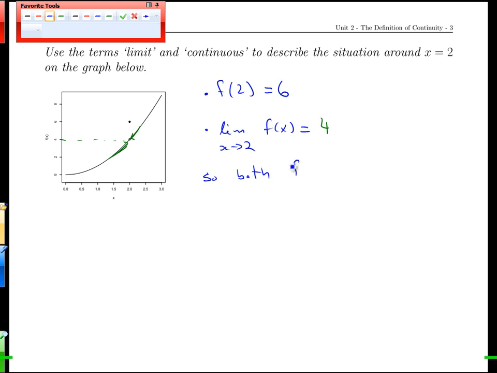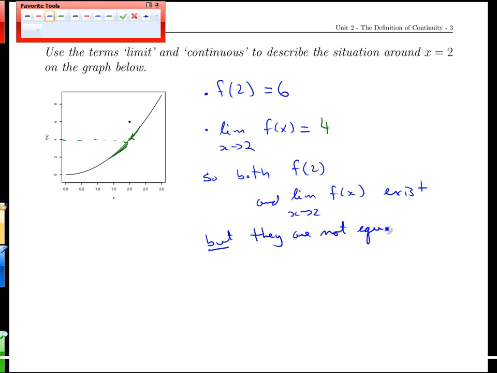So both f of 2 and the limit as x goes to 2 of f of x exist, but they are not equal. And as soon as we say that, then we've lost our continuity. So just as we can see in the graph, there's clearly a break that shows up in the algebra and the conditions for the function itself by comparing the limit value, which is 4, to the function value, which is 6, at and around the point here.